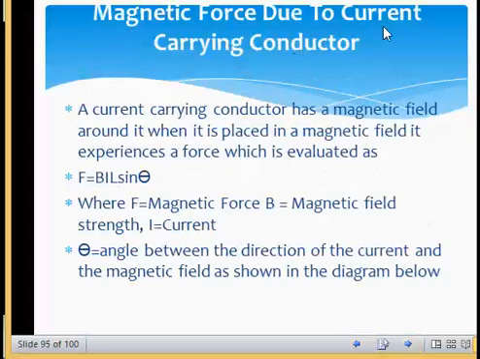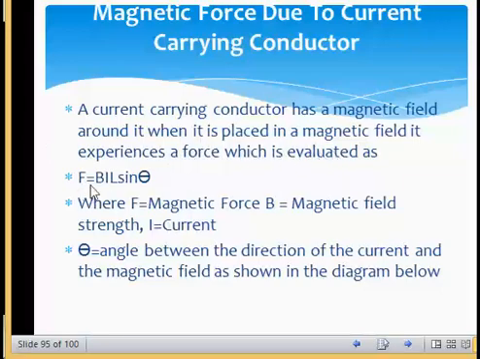So now we're going to look at magnetic force due to a current carrying conductor. Now we have already talked about this. We said at any time we have a conductor that is carrying current, around that conductor lies a magnetic field. So a current carrying conductor has a magnetic field around it. Now when we place that particular conductor in another magnetic field, an external magnetic field, it will definitely experience a force. The reason being that the conductor already has a magnetic field and now it's coming to interact with the external magnetic field. So there's going to be a force experienced, either a force of attraction or repulsion.